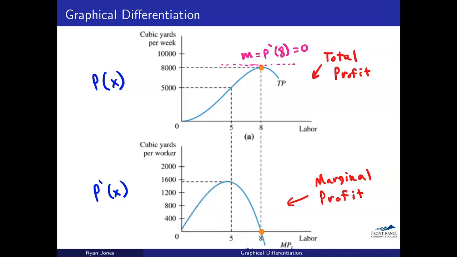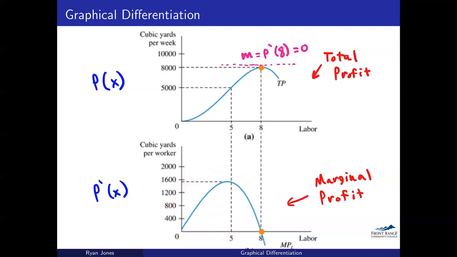But then from 5 to 8, the slope of the function starts to decrease until it just hits 0, as we saw over here. So my slope decreases until it hits 0, and that's exactly what my derivative does. It decreases until I hit 0. Now, let me be clear: I'm not looking at the slope of this graph down here. I'm not looking at the slope of the derivative. I'm just looking at the values.